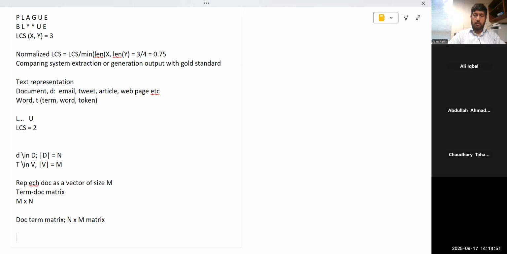Okay? It's not an exact opposite of minimum edit distance. LCS is not an exact opposite of minimum edit distance. But as I said, to find LCS, you have to do an alignment. And for alignment, the same dynamic programming process will work.